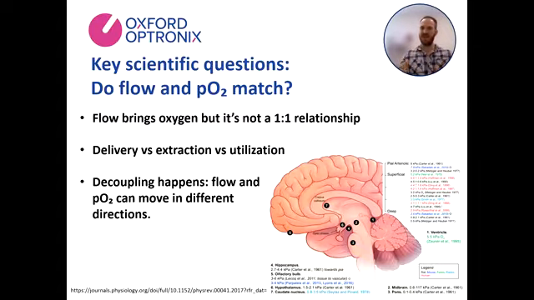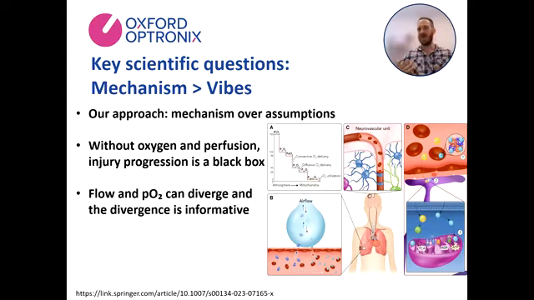Once you accept that decoupling can happen, the next step is choosing measurements that help you explain why. This is just my friendly scientific bias, but I always choose mechanism over assumptions. Without oxygen and perfusion, injury progression or treatment effects can become a real black box. You see an endpoint, but you're guessing what happened in the minutes and hours leading up to that point and what actually mattered. And I like the last point here because it gives you permission to be curious. When flow and oxygen diverge, that's not just noise. It's often a clue that tells you what to test next.